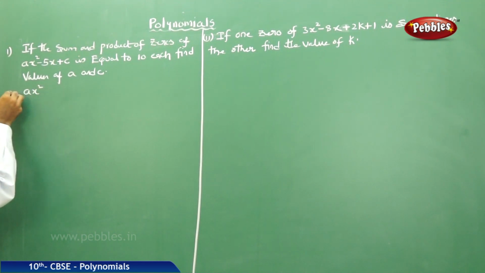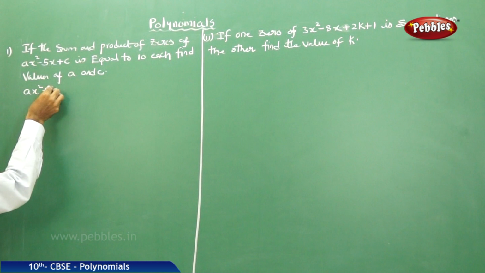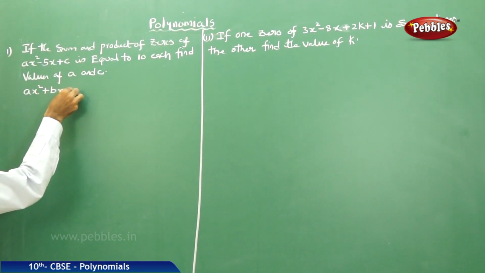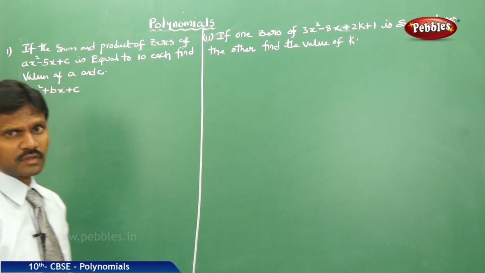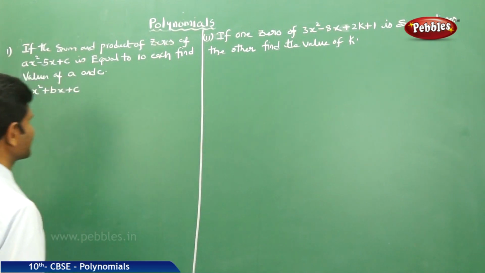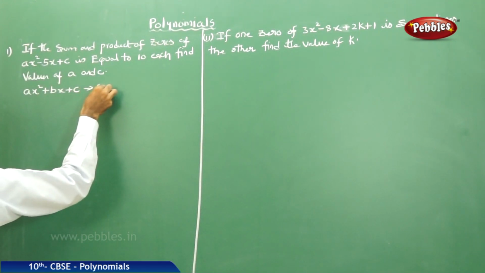That is, ax^2 + bx + c is a general form.